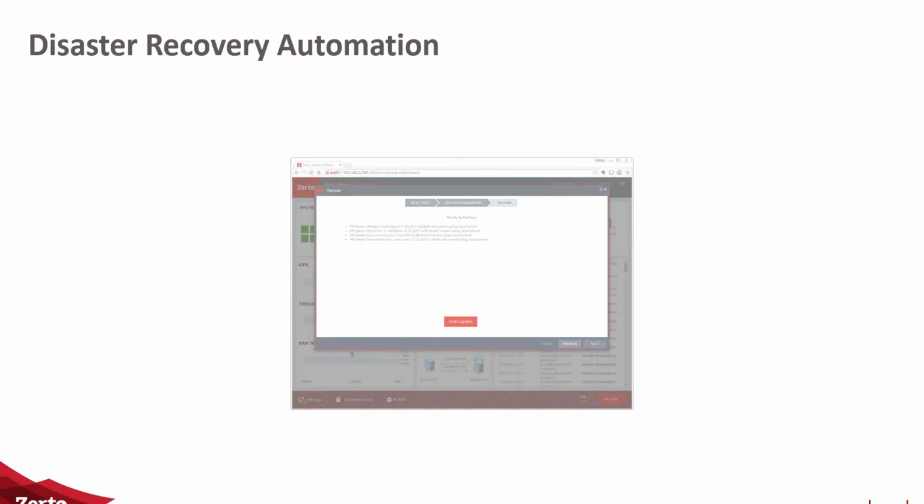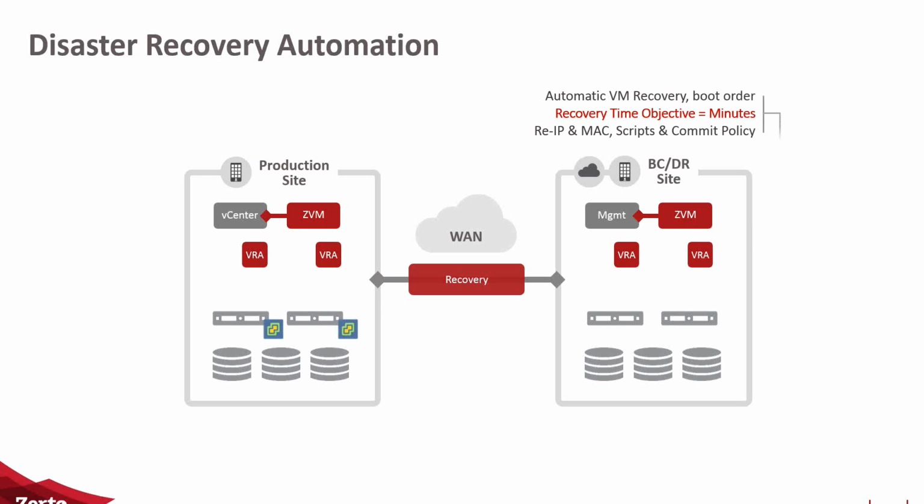Once you click that, Zerto is going to automate the recovery process by automatically bringing the virtual machines online in the recovery site in just minutes with our automatic virtual machine recovery, where we'll do boot ordering to make sure that the virtual machines come online in the correct order. We can automatically change the IP and MAC addresses if you have a different subnet requirement for your DR site. And by the way, all of that is changeable on a per VNIC basis. You can run custom scripts, and I also mentioned the commit policy feature, allowing you to try different points in time.